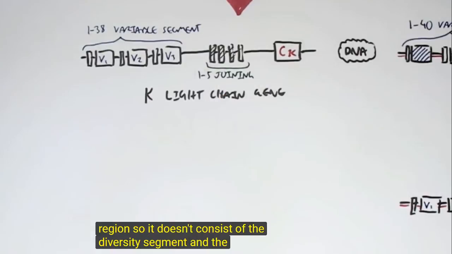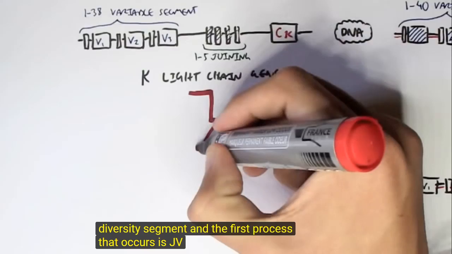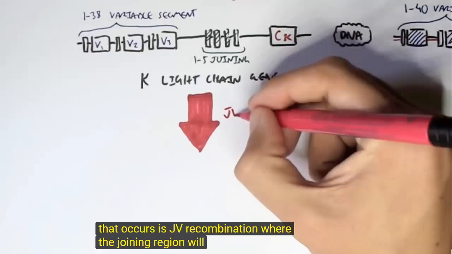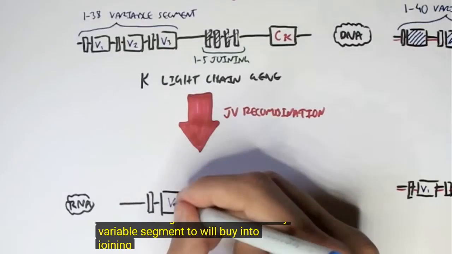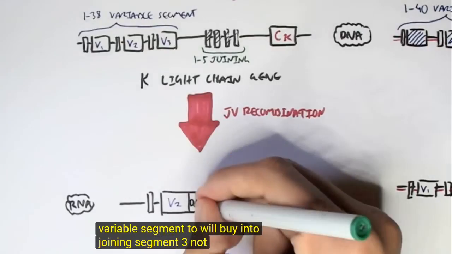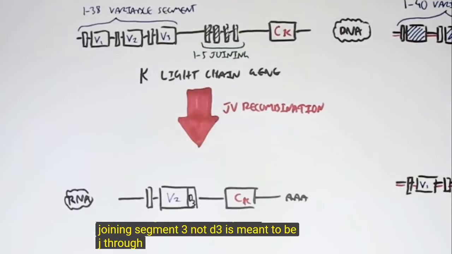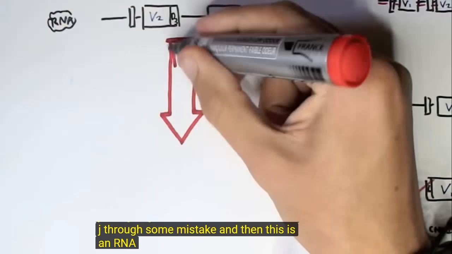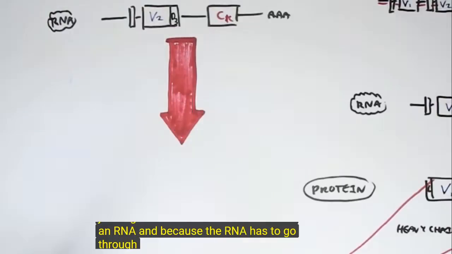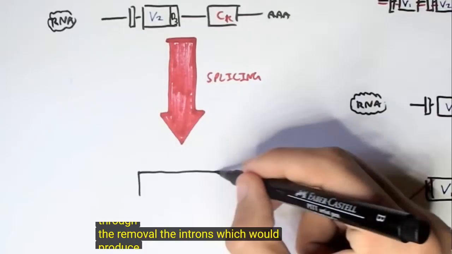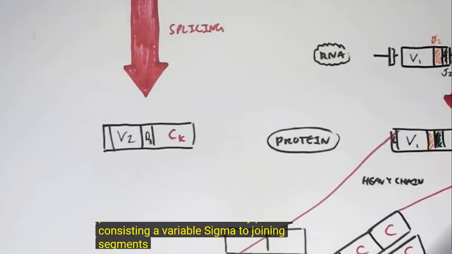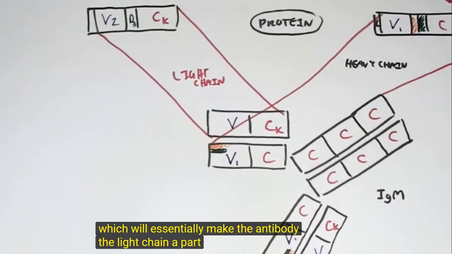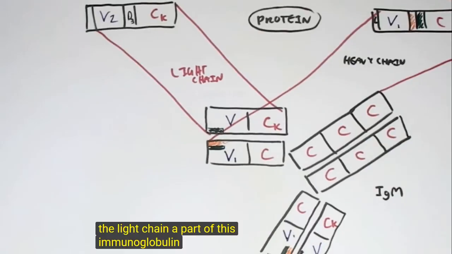And the first process that occurs is JV recombination, where the joining region will bind to one of the variable regions. In this case, variable segment 2 will bind to joining segment 3, not D3. It's meant to be J3. It's a mistake. And then this is an RNA, and because it's an RNA, it has to go through splicing, the removal of the introns, which will produce mRNA and essentially a protein consisting of variable segment 2, joining segment 3, not D3, and a constant kappa, which will essentially make the light chain part of this immunoglobulin M antibody.